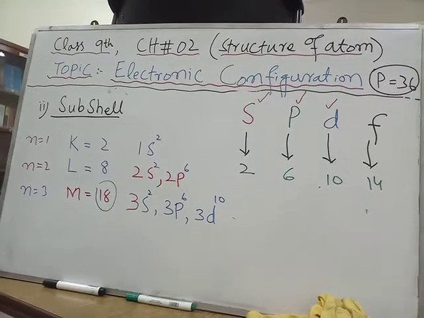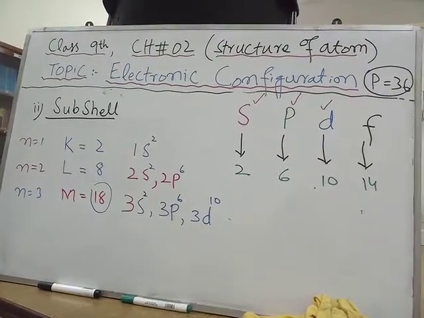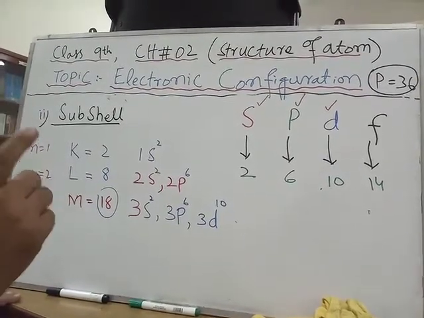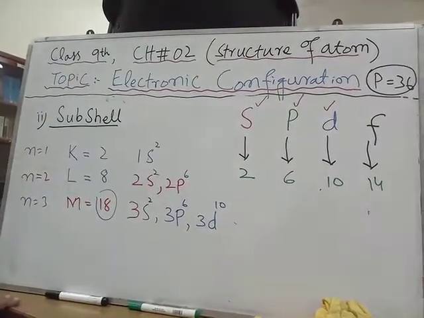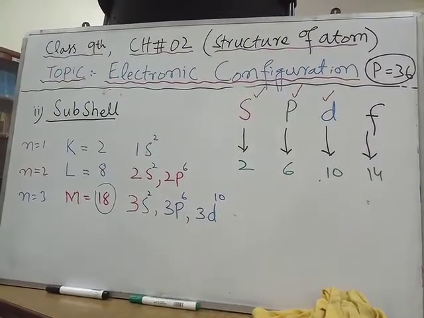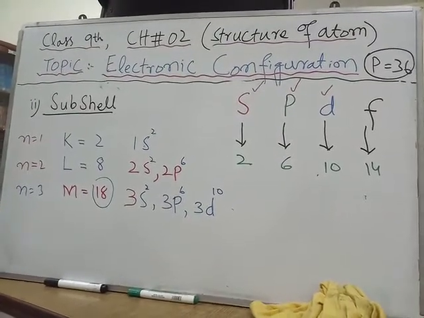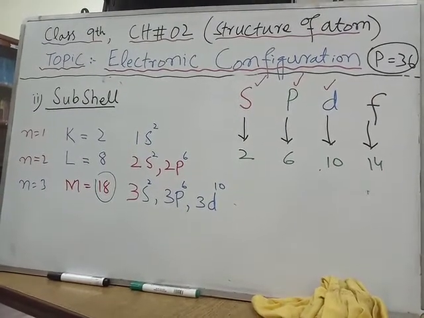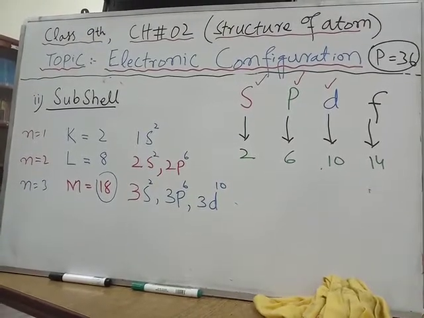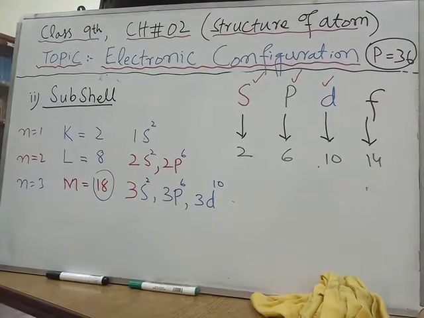Similarly, you can write that shells are flat structures and unidimensional, while subshells are not flat, they are three-dimensional structures.